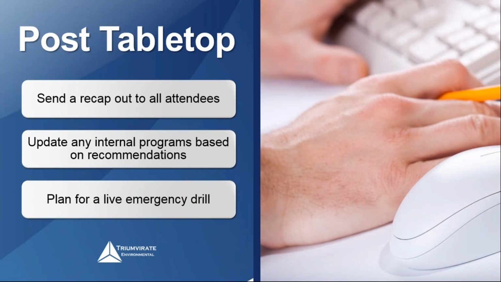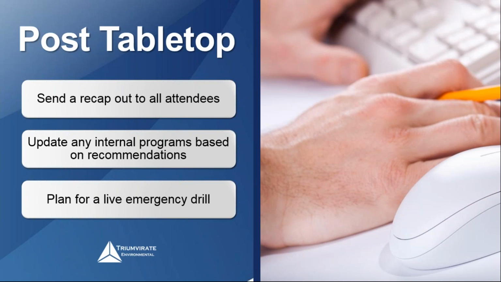So once you've done your post-tabletop, you've gone around, everybody's given you their answers on what they're going to do, what they're going to cover. You want to send out a recap to all the attendees. So your note taker is going to have notes as to what each company will do, whether it's a fire department, if you had a hazardous waste company on site for the response, what they're going to do, what your internal people are going to do. If you brought in a wastewater operator, what they're going to do.